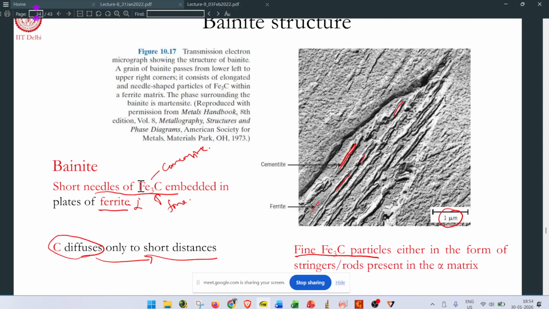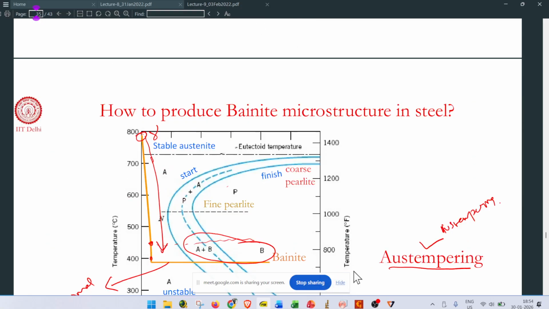Short needles of Fe3C embedded in the plates of ferrite. Ferrite is nothing but the alpha phase. So here is the Fe3C phase, needles will be present. There are two types of bainite, called upper bainite and lower bainite. Those we will see further.